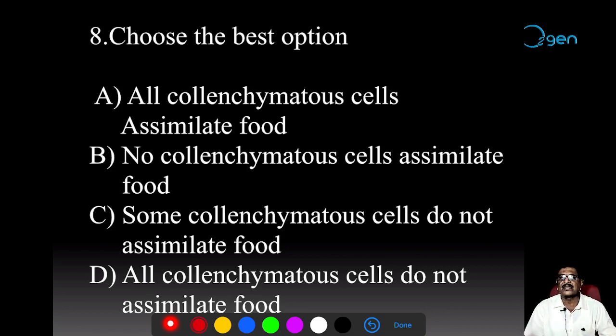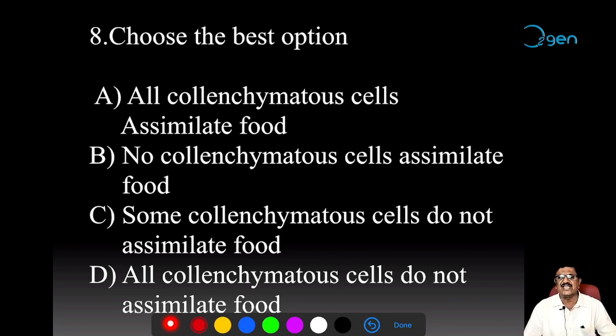Next, B, no collenchymatous cells assimilate food. What I have explained in the earlier option, some of the collenchymatous cells assimilate the food material. In any condition, they are able to synthesize the food material. C, some of the collenchymatous cells do not assimilate the food. Yes, the matured collenchymatous cells do not assimilate food, whereas young collenchymatous cells assimilate the food. So option C is correct.